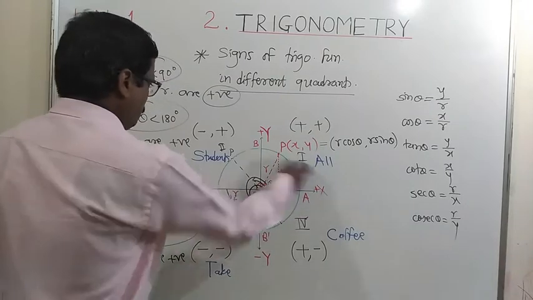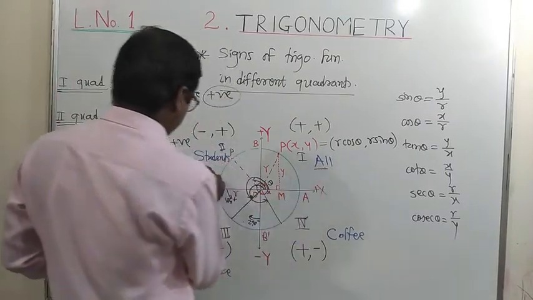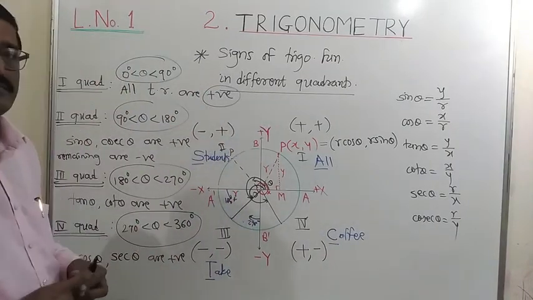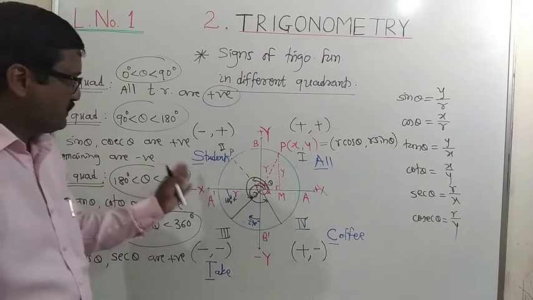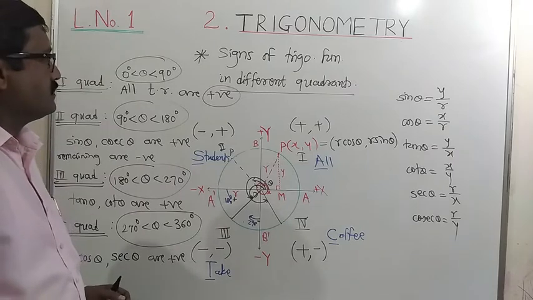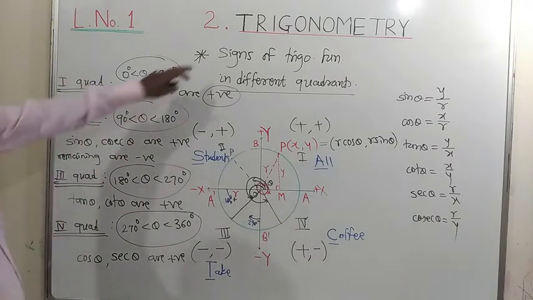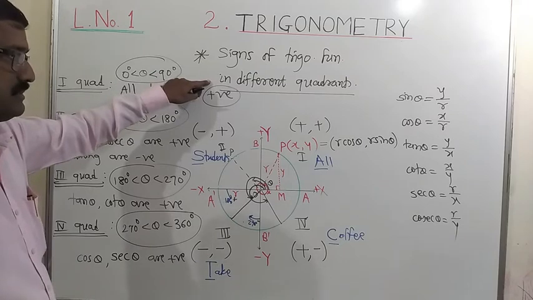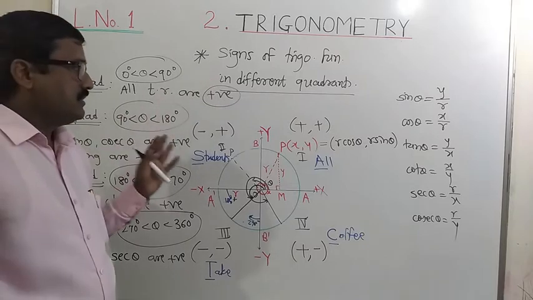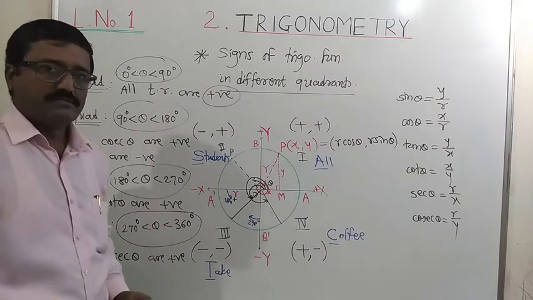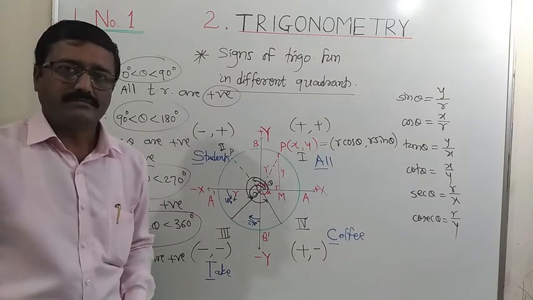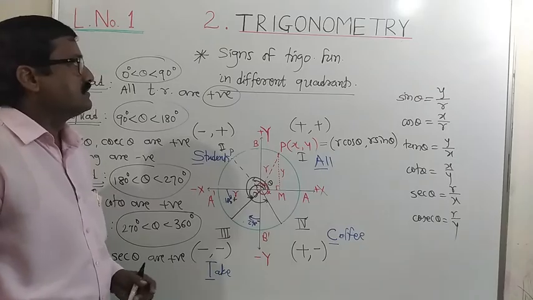So these four words, all students take coffee, will give you the ratios which are positive in those four respective quadrants. Okay, so in this way you can remember the signs of trigonometric functions in different quadrants. It is very important in our further discussions. So clear all these ideas at this stage, so that you can easily understand the next concepts. Now we will move towards the next.